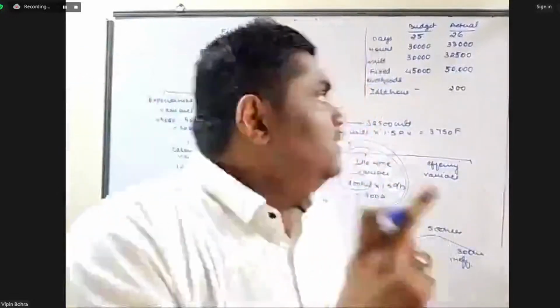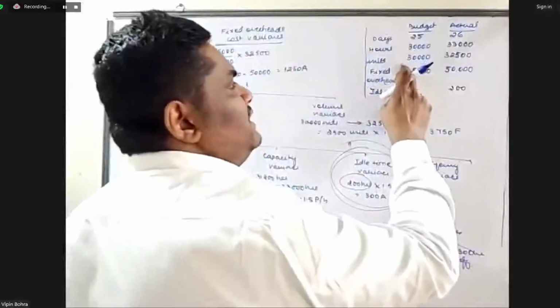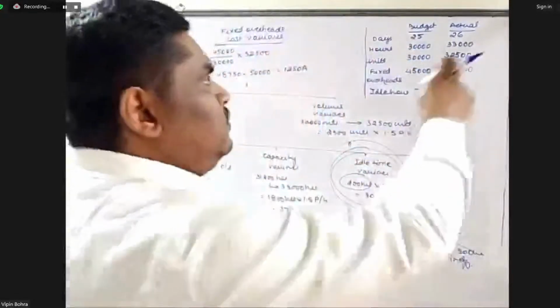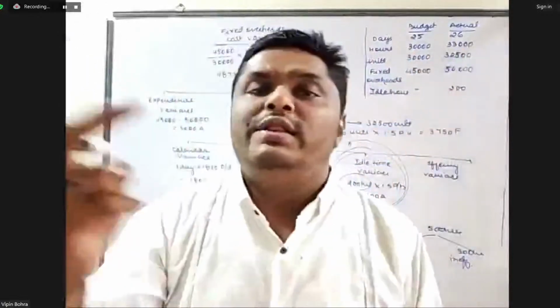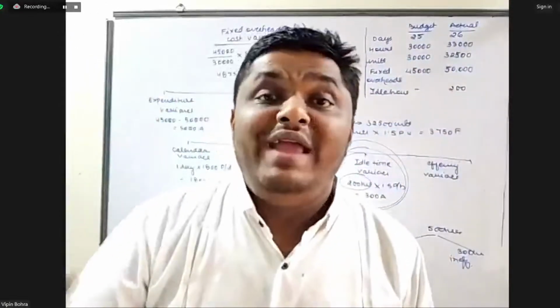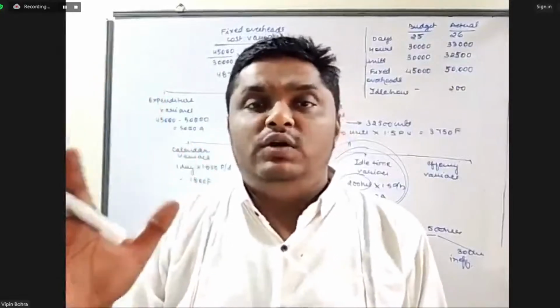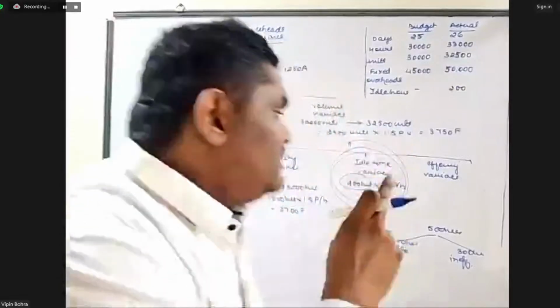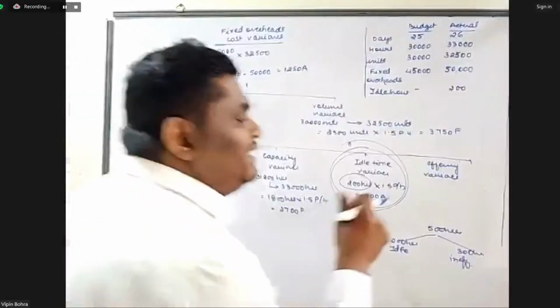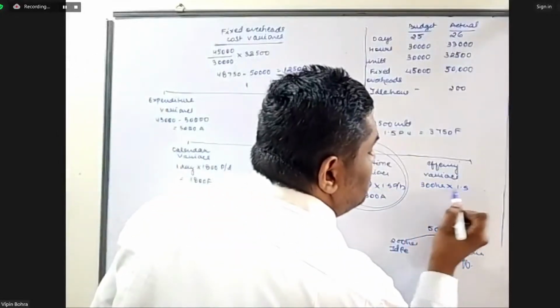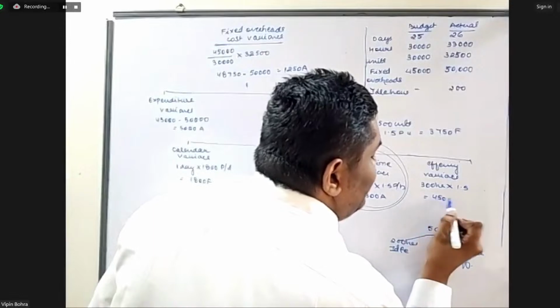So in this question, 30,000 units, 30,000 hours. So one unit should take not more than 1 hour. So 32,500 units should take not more than 32,500 hours. But we actually took 33,000 hours. That is 500 hours extra we took. Out of this 500 hours, 200 hours is my idle time and 300 hours is my inefficiency. So this will be 450 adverse.